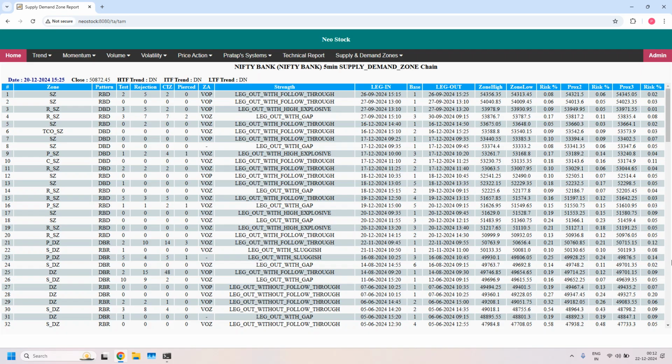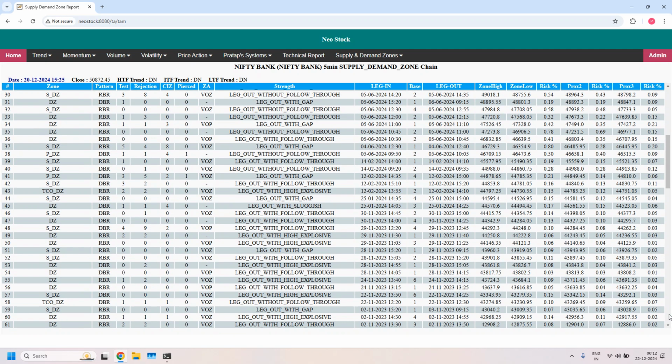So this is about Bank Nifty supply demand zone chain. If you want more demand zones, 5 minutes demand zones, I can scroll down the list. So this is about Bank Nifty supply demand zone chain.